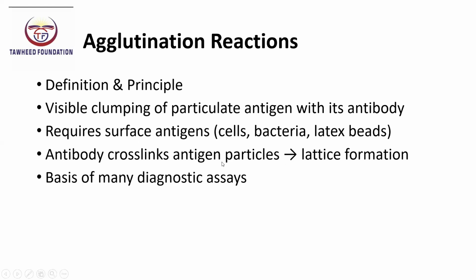For agglutination to occur, the antigen must be particulate and the antibody bivalent, allowing effective binding. So, agglutination is a cornerstone of diagnostic immunology, forming the basis for many serological tests such as blood typing, bacterial identification, and antibody detection. It is a quick, visual, and highly specific reaction used both qualitatively and quantitatively in laboratories.